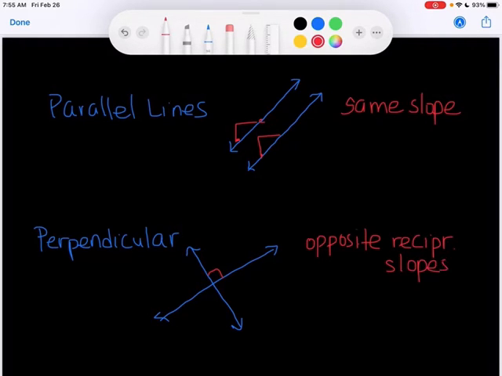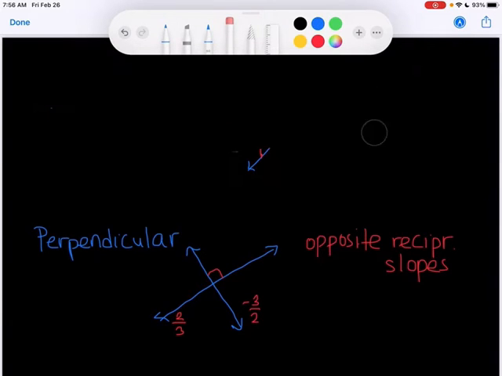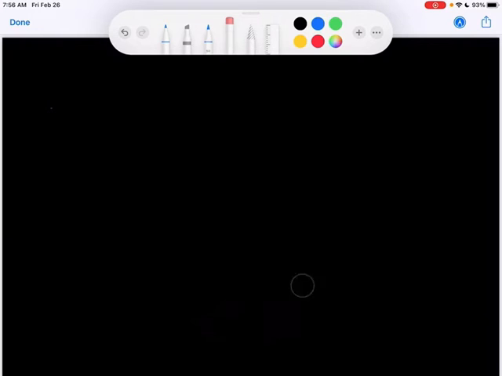Opposite reciprocal slopes. So if the slope of, let's say, this line right here is 2/3, then the slope of the other line would be -3/2, because you flip it and change the sign. One of them has to be positive, one of them has to be negative, and you flip the numerator and denominator. That's what opposite reciprocal slopes mean. All right, so let's jump into an example. So just keep that in mind. The main thing about parallel and perpendicular lines is you need to understand that parallel have the same slope and perpendicular have opposite reciprocals.